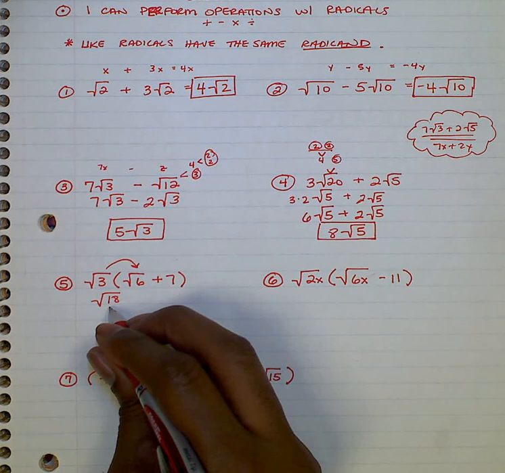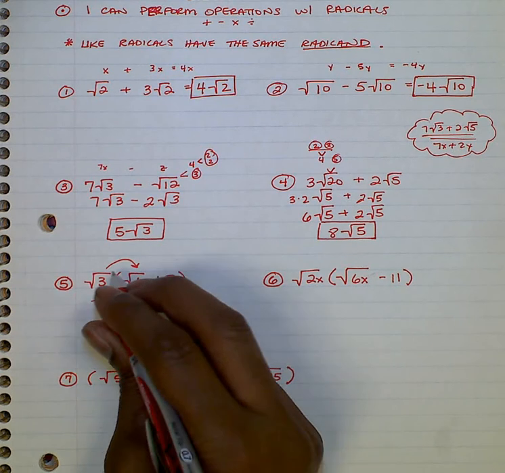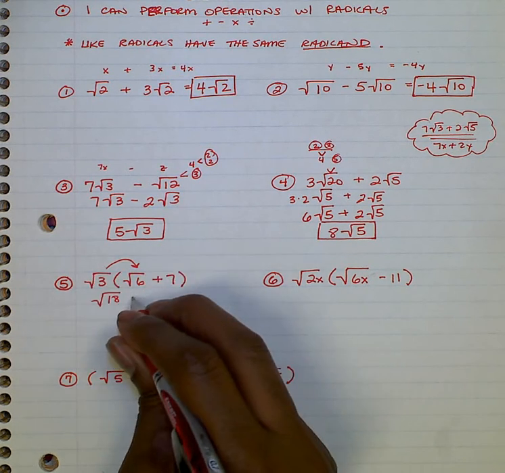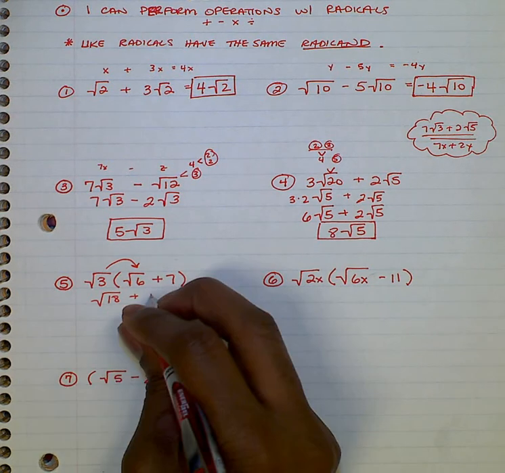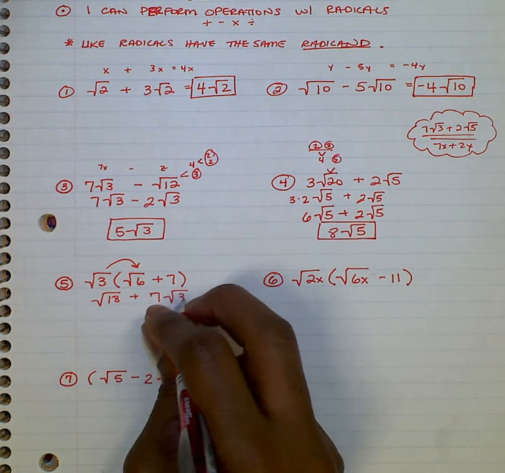I have radical 3 times 7. This is inside, this is outside, so we don't really change those up. It's just 7 times radical 3.